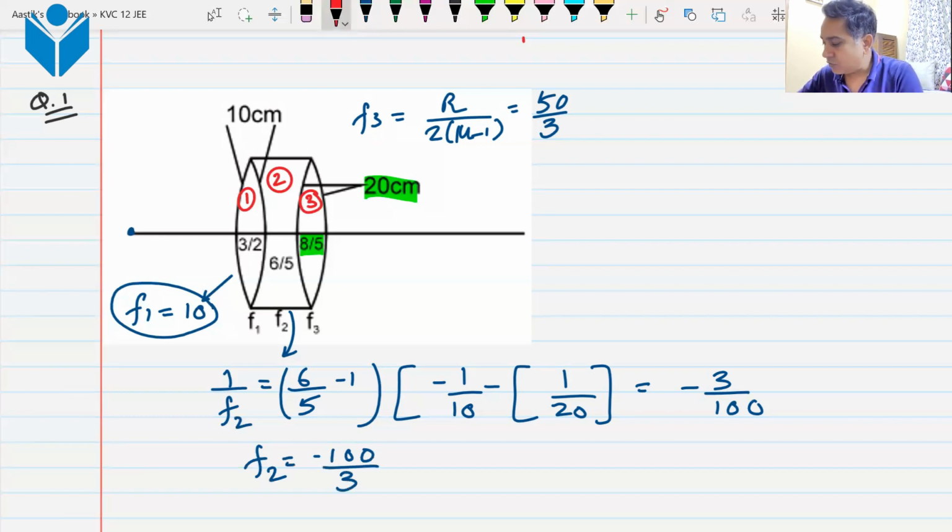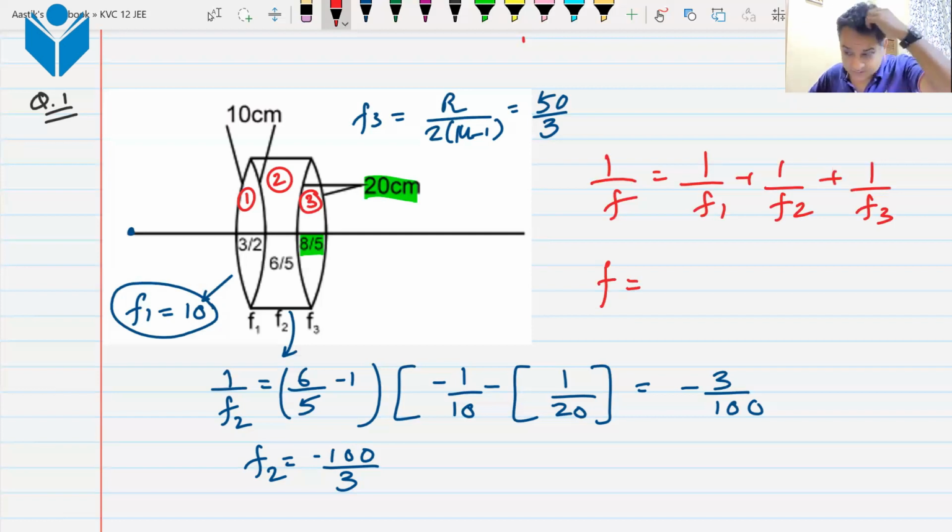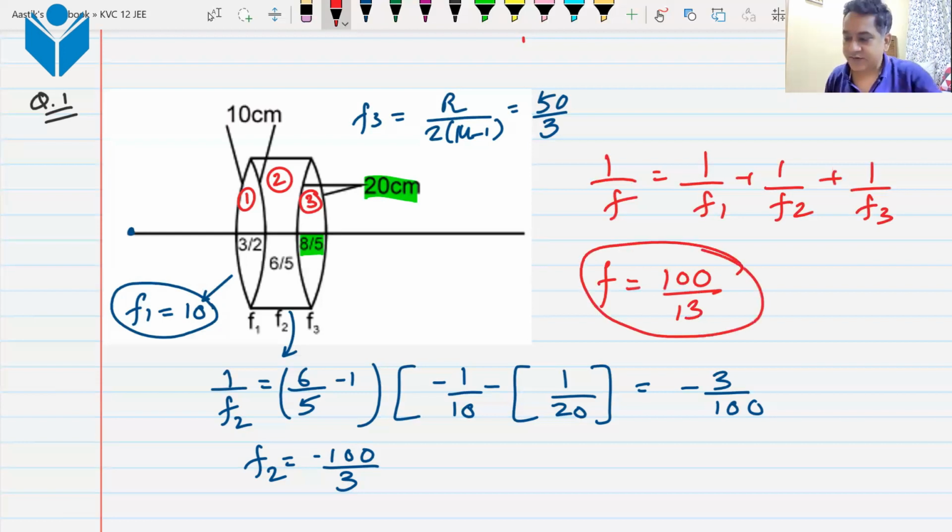Now what I need to do is 1 by F will be equal to 1 by F1 plus 1 by F2 plus 1 by F3. I think you know how to do this. What is the answer? 100 by 13 is coming, correct, yes or no? That is the answer finally.